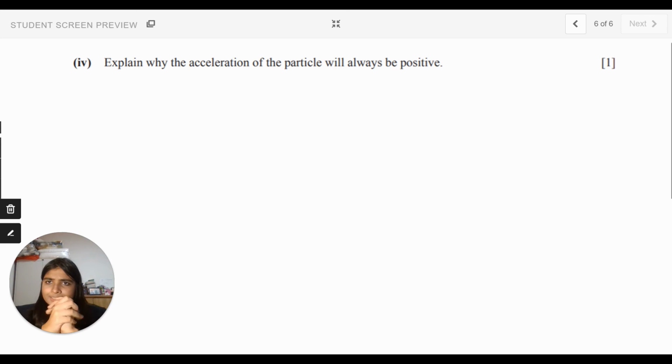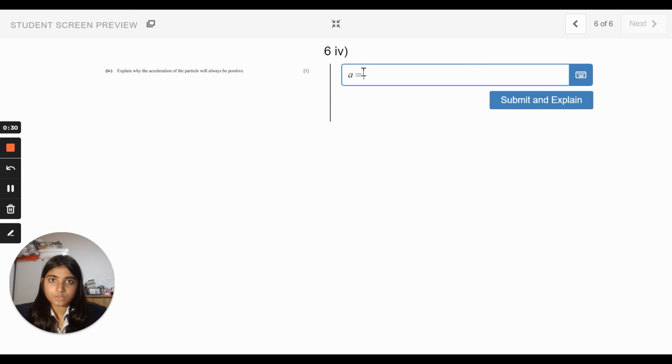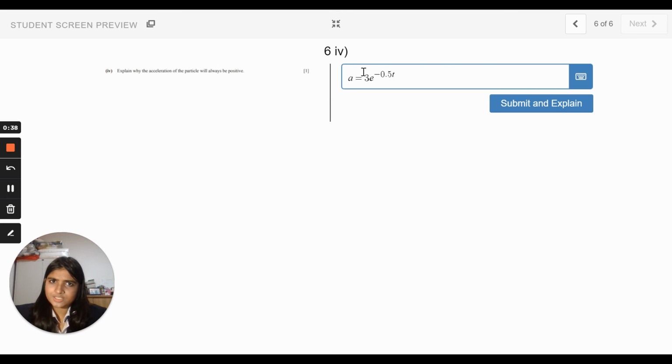So let us look upon this. Explain why the acceleration of the particle will always be positive. Well, we know the acceleration was a equals 3e to the power of negative 0.5t. Well, think about it. Completely discard 3 because no matter what you do, 3 times negative 1 is always negative 3. 3 times negative 2 is always negative 6. So regardless, that 3 depends upon the e to the power of negative 0.5t. So what will be the answer of e to the power of negative 0.5t that will make it positive? Well, we need to think about natural numbers and index law.